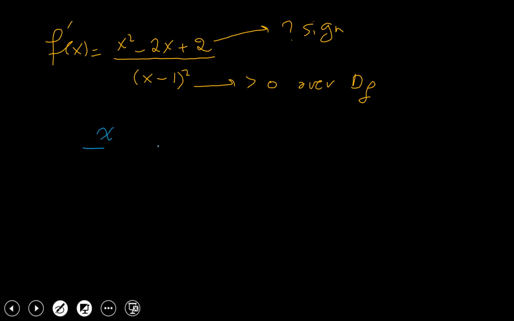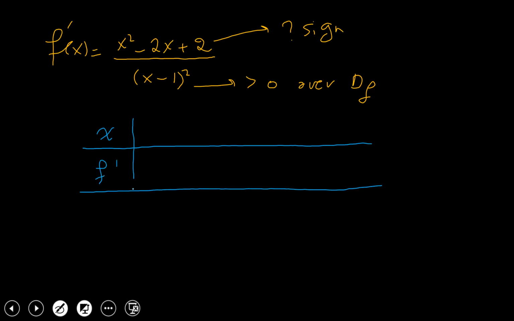Put x here and f prime here. Now the first step in any table of variations is to put the domain of definition, which we have found before. It's minus infinity, plus infinity, and it's restricted or shaded, or we have a gap, because we have to exclude 1 from the domain like this. Like this, we are excluding 1 from the domain.